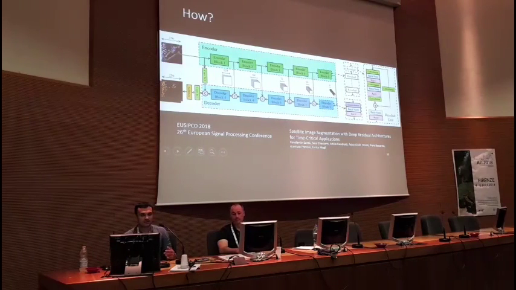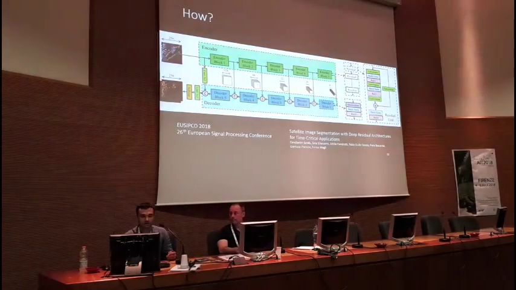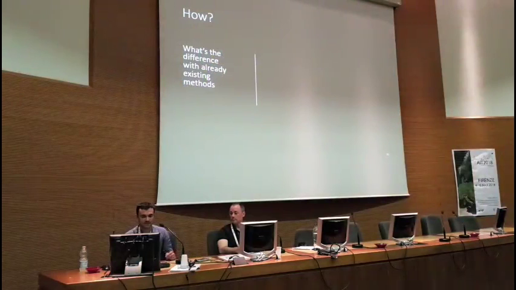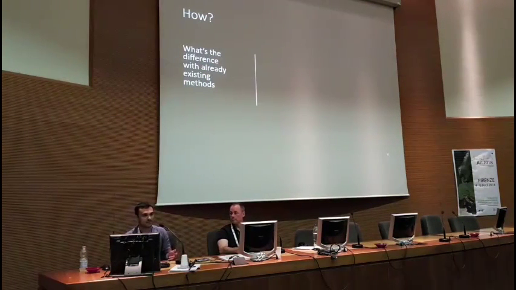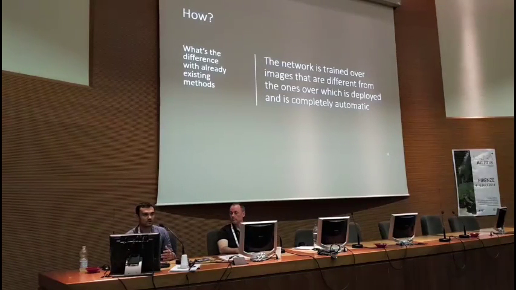a final important part is the decoder part, so the part in the bottom, this block here, because to get to the original resolution of the image, they didn't apply a bilinear interpolation, therefore losing image information, but they applied information from the image from the previous block, from the corresponding opposite block. So by saying this, you will say, what's the difference with already existing methods? Why do we do this? We do this because we train this network using different images from those on which it is applied in a second moment, and then it's deployed completely automatically.